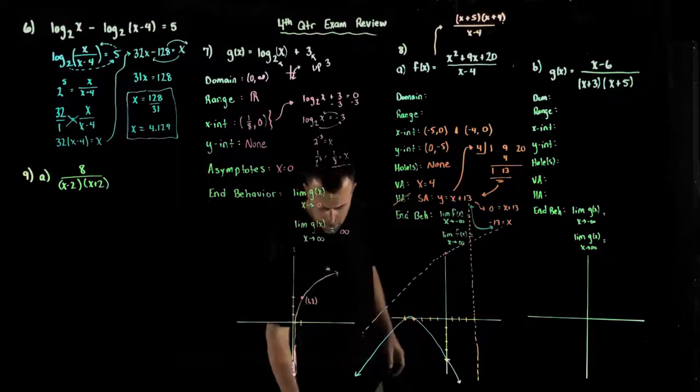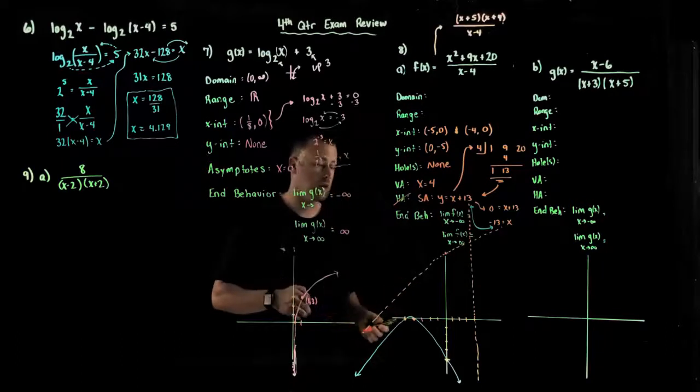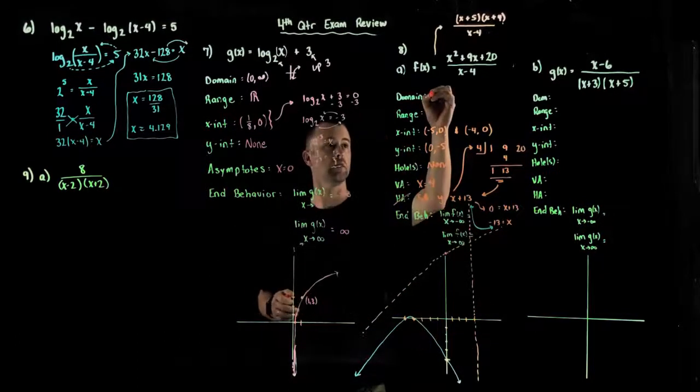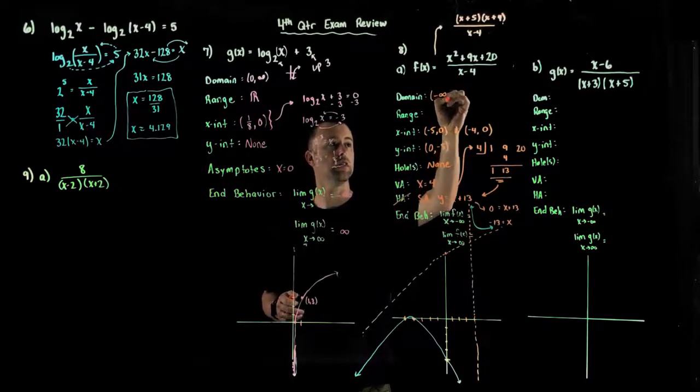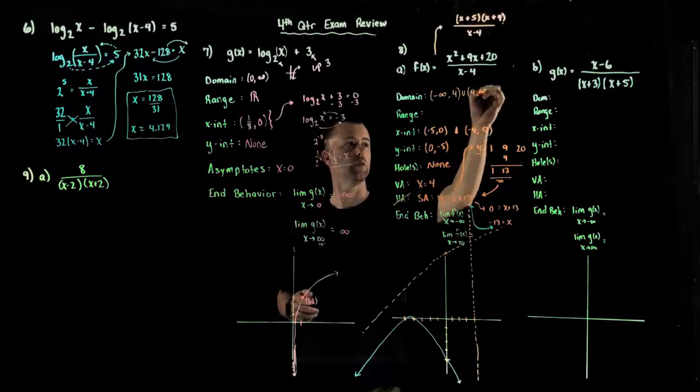What you can see, hopefully, at this point, is that the domain is going to be restricted at 1 value, which is going to be at 4. So I'm going to have a domain of -infinity to 4, and it's going to skip over that point and go from 4 to infinity.